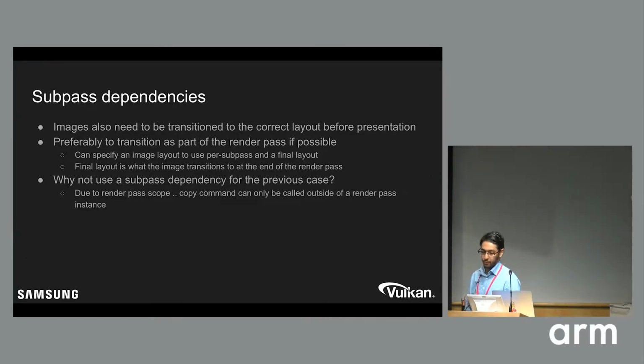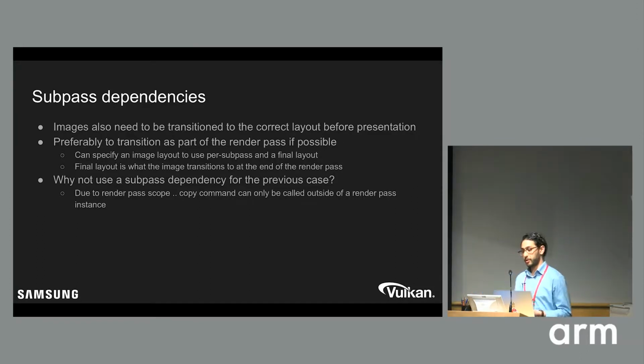Subpass dependencies, Andrew mentioned that. So basically in Vulkan, you've got the concept of a render pass. And within a render pass, you can have multiple subpasses. And a render pass enables you to specify a layout for each subpass, and at the same time specify a final layout that the image gets transitioned to at the end. Generally, subpass dependencies can be more efficient than using a pipeline barrier. So in the case of rendering and presenting.